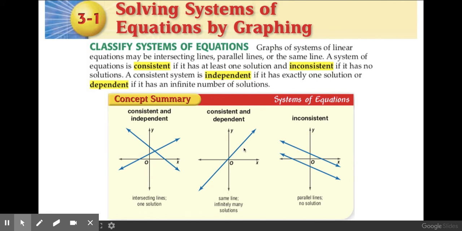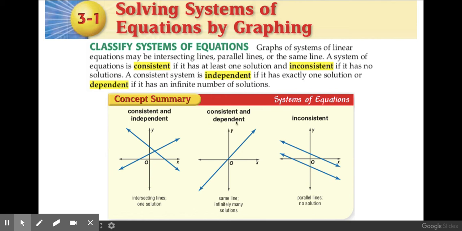Now, there are times when the two equations you're given, even if they look different, when you simplify them, make the exact same line. And so this is still consistent because it does have answers, but the two lines are literally right on top of each other. So they're actually dependent on each other.